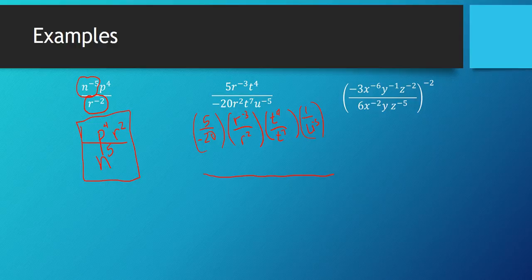5 over negative 20, well, that reduces to 1 over negative 4. And then we have these r's and we need to subtract, so we have negative 3 minus 2. We get a negative 5 exponent. 4 minus 7 for the t's gives me a negative 3 exponent. And the u's, there was only one group, so I'm going to leave that in the denominator for the moment. However, all of my variables have negative exponents, so the r needs to go to the denominator and the t also, and the u needs to come up to the numerator. Oops, and that would be positive 5.